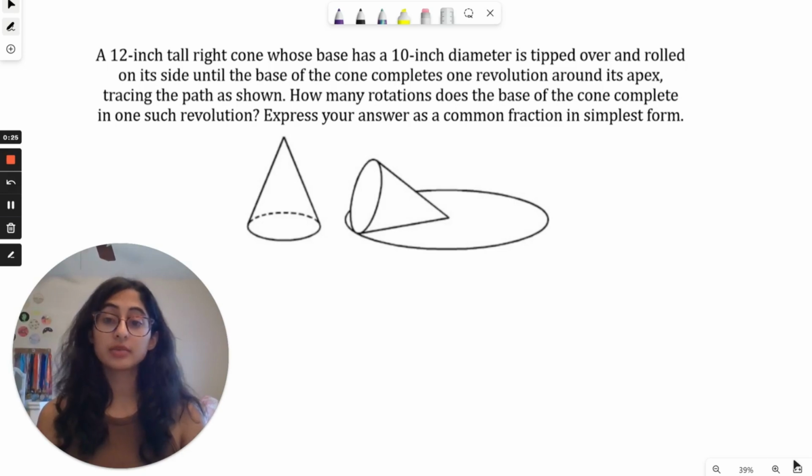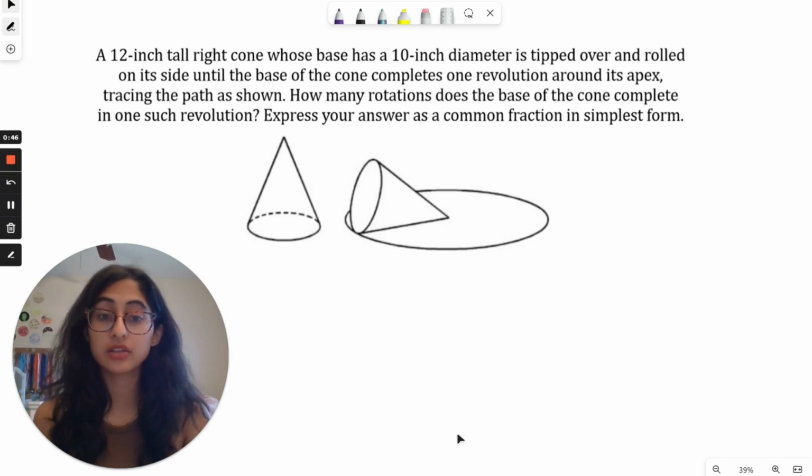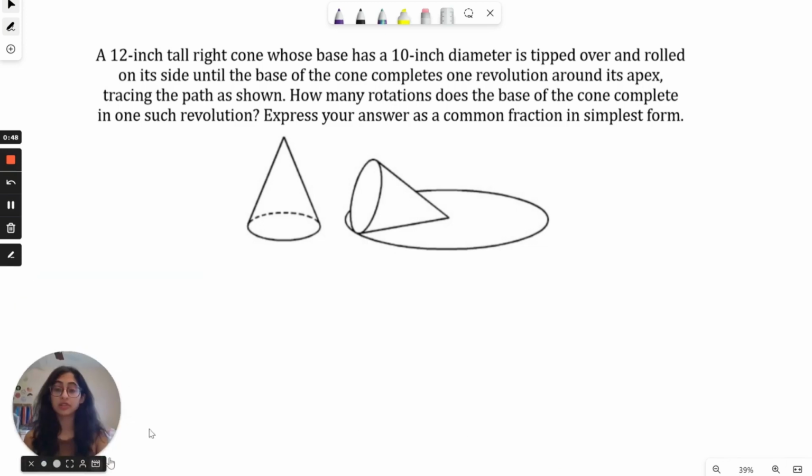Alright, so this question says a 12-inch tall right cone whose base has a 10-inch diameter is tipped over and then it's rolled on its side, like it's shown in the picture, until the cone completes one revolution around its apex, or the tip of the cone, tracing that path as shown. So it's asking how many rotations does the base of the cone complete in one such revolution. We need to express our answer as a common fraction in simplest form.